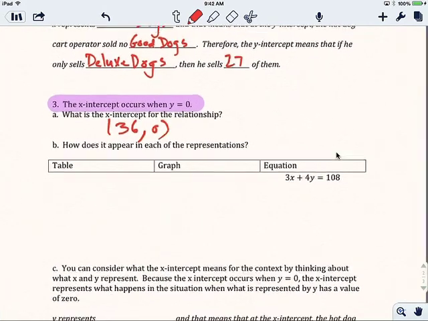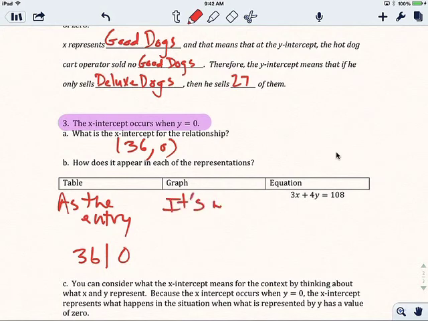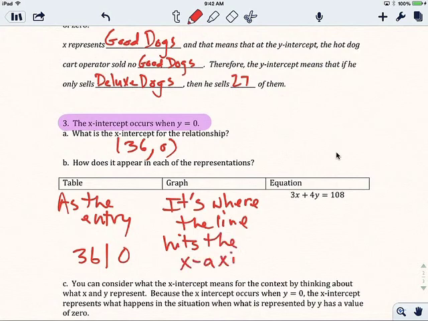How does it appear in each of these representations? Well, in the table, it was as the entry 36, 0, where y was 0. On the graph, we just said it's where the line hits the x-axis. That's why it's called the x-intercept.